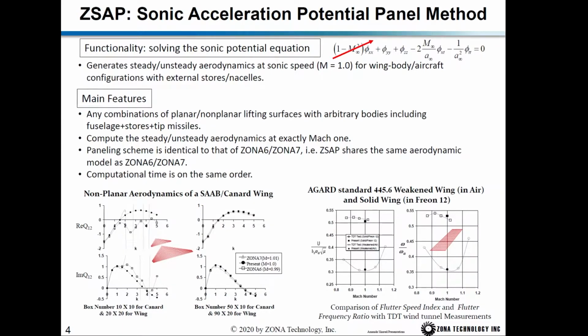So this is to say that if the Mach number is close to 1, Zona 6 and Zona 7 may have convergence problems unless you use a very refined panel model. However, if you use ZSAP, even with a coarse panel model, you can get a convergent solution. And we have also validated the ZSAP flutter solution on the AGARD 445.6 wing.